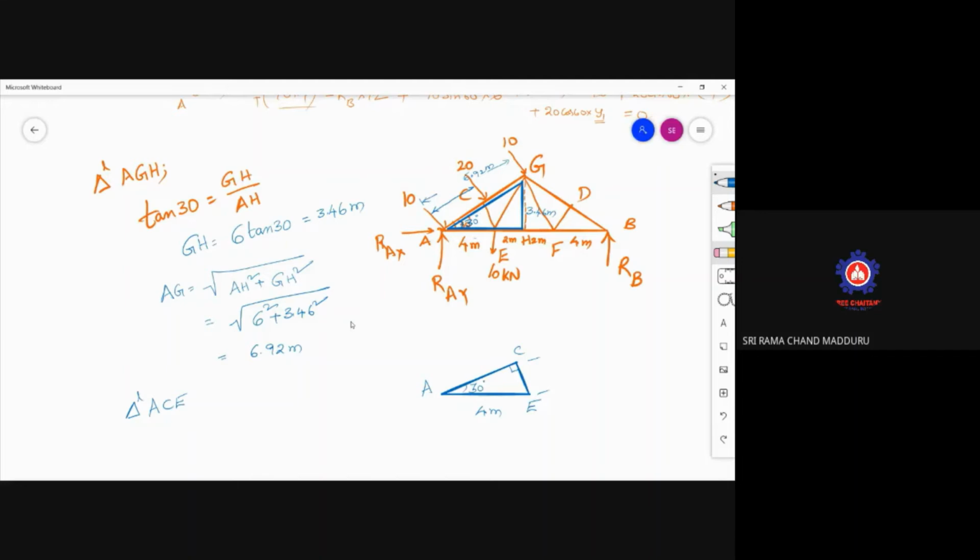So to get the AC value, just see this is adjacent to your angle. You can take cos 30, adjacent side by hypotenuse. The 90 degrees is here, so the opposite side will be considered as hypotenuse. So AE is given as 4 meters. So 4 cos 30 is equal to AC, and the value will be 3.46 meters.